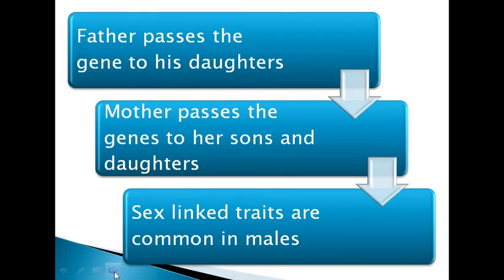So, in sex-linked traits, the father will pass the gene to his daughters and never pass the gene to his son. The mother passes the gene to her sons and her daughters. Sex-linked traits are common in males because it's a recessive trait and the male carries one gene only, so it will be easier for the trait to appear.